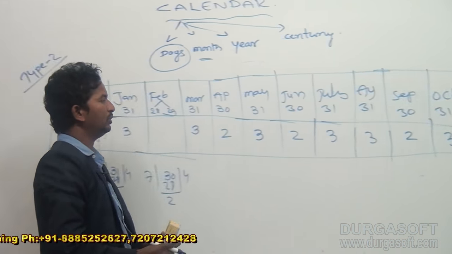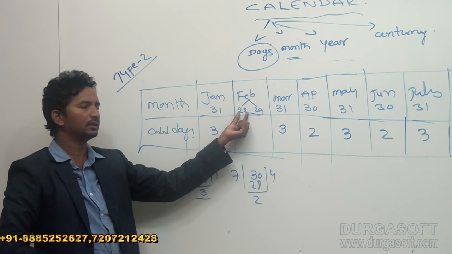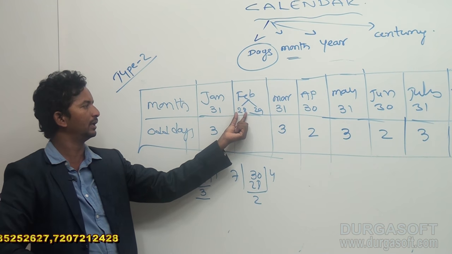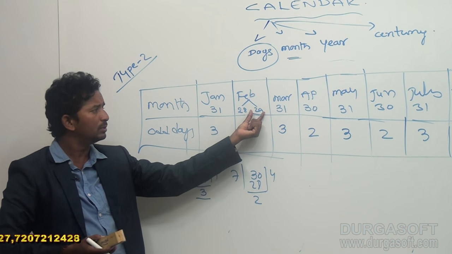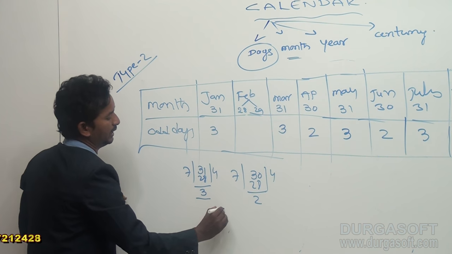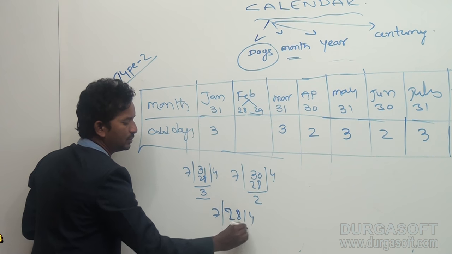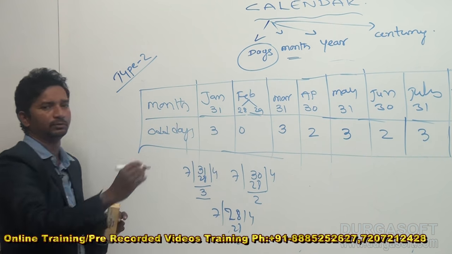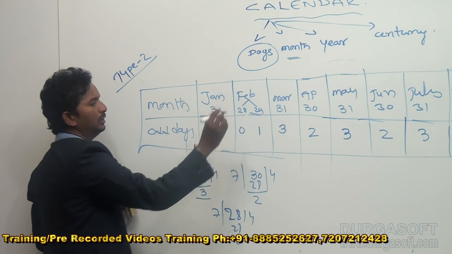Now one more is February. In an ordinary year, February contains 28 days. In a leap year it contains 29 days, 1 day extra. So 28 divided by 7, 7 fours are 28, remainder is 0. So for an ordinary year you always take 0. In a leap year, 1 day extra.